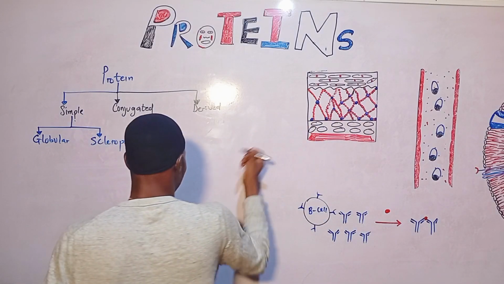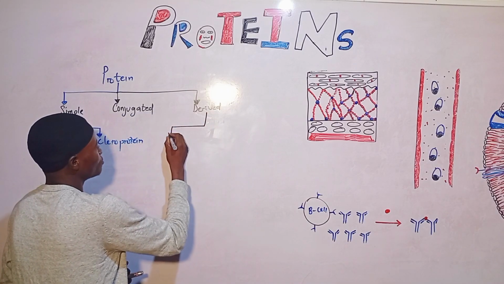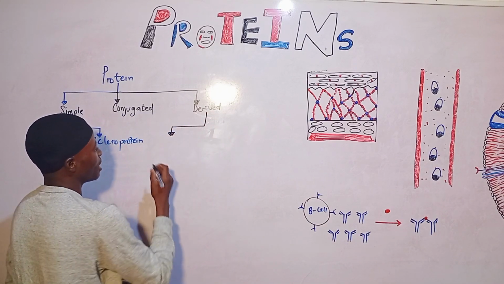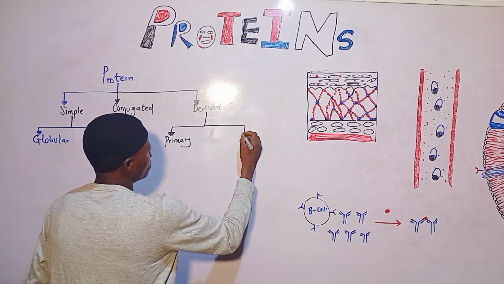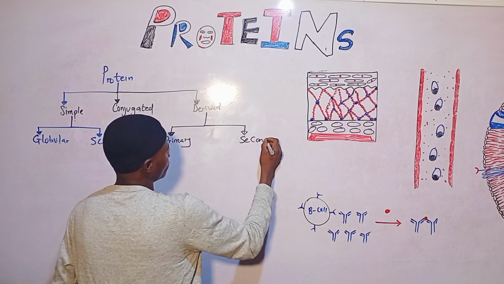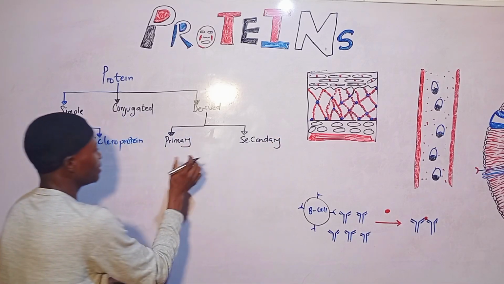Before we move to the examples, they are divided into two classes. The two classes of the derived protein that we have are the primary and the secondary. So you have the primary and the secondary.